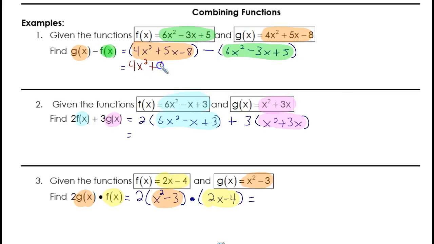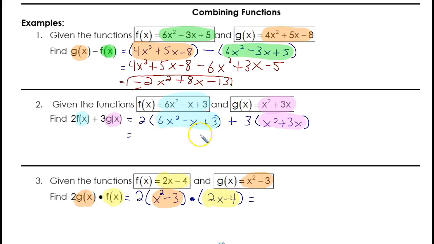So remember from our last video that we have to distribute the negative. So we have 4x squared plus 5x minus 8. This negative is multiplied by everything in the parentheses that follows it. So we get minus 6x squared plus 3x minus 5. And now we're going to put together the like terms. So 4x squared minus 6x squared is negative 2x squared. 5x plus 3x is 8x. Negative 8 minus 5: same signs, add and keep to get minus 13. So we got our answer: negative 2x squared plus 8x minus 13. So g of x minus f of x is equal to this trinomial right here.